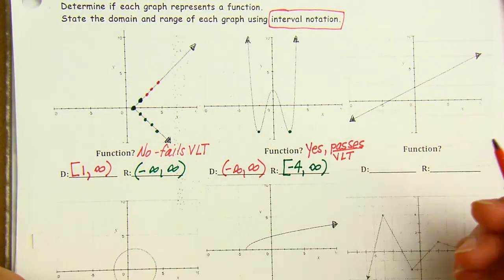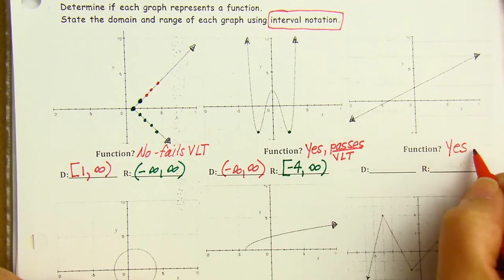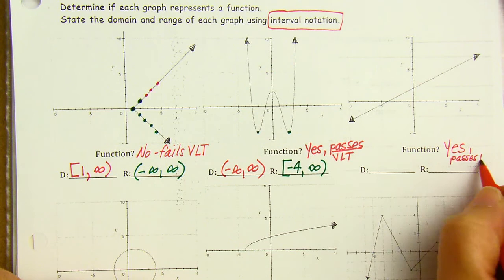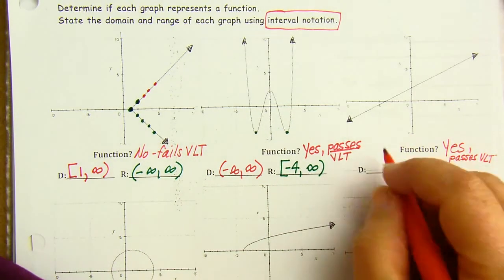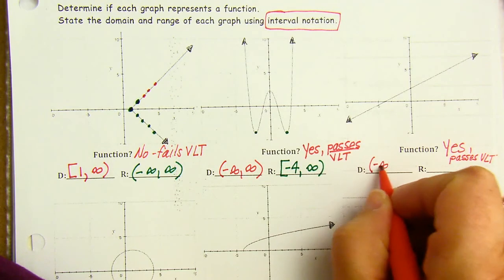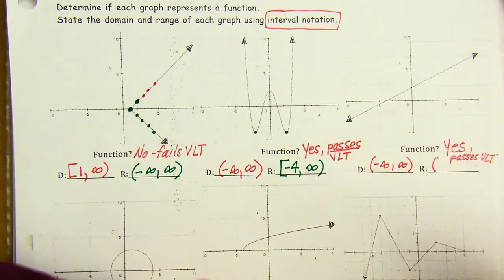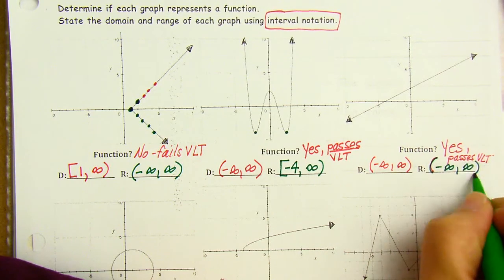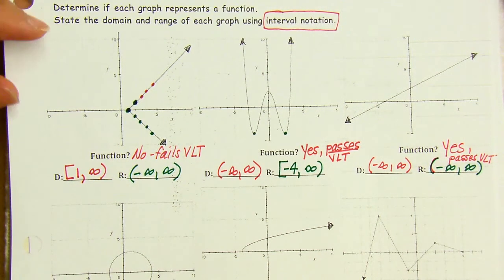The linear function, is it a function? Yes. Again, it passes the vertical line test. The domain here for any linear function is negative to positive infinity. And the range is also negative to positive infinity. You think you're catching on? I hope so.